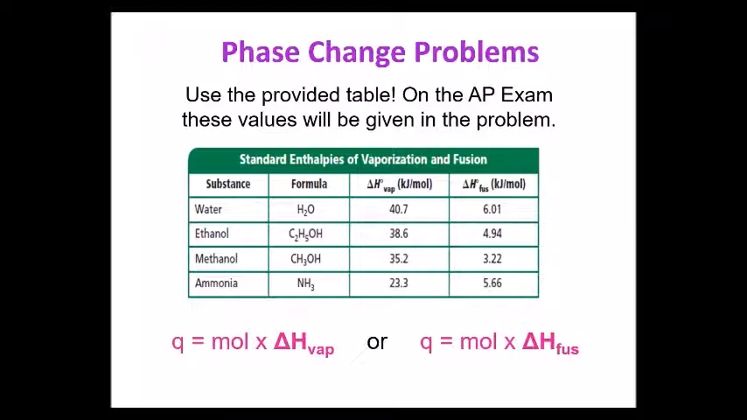Now, the basic idea here is most of the time they give you the sample in grams. However, these values are in kilojoules per mole, just like any other delta H value would be written. So what you have to do is change it to moles. Moles times the heat of vaporization will give you the heat needed to go from the liquid to the gas. The moles times the heat of fusion would give you the heat to go from the solid to the liquid, and so forth. But most of the time they give you grams to start with rather than moles, so you have to do that extra conversion step.